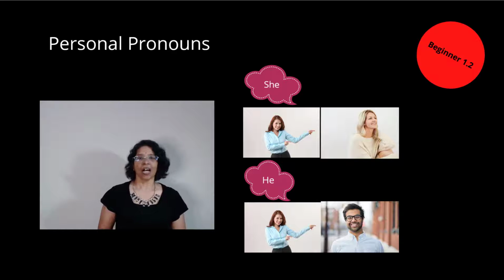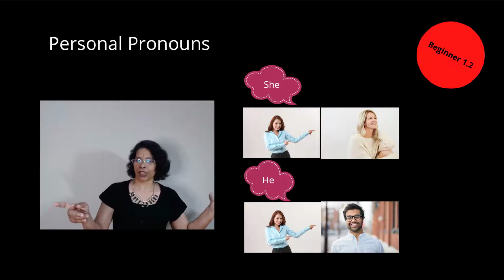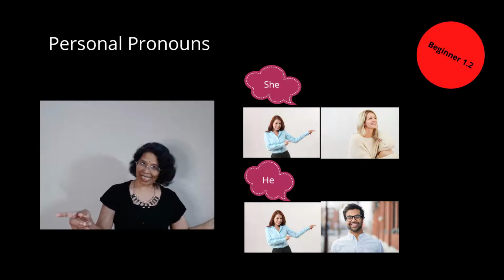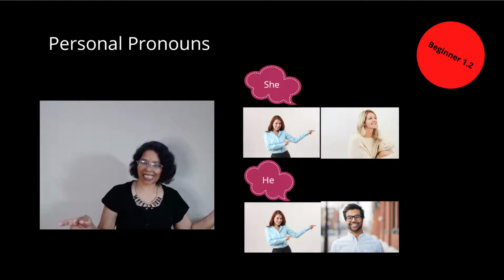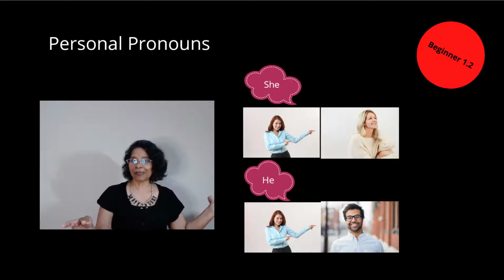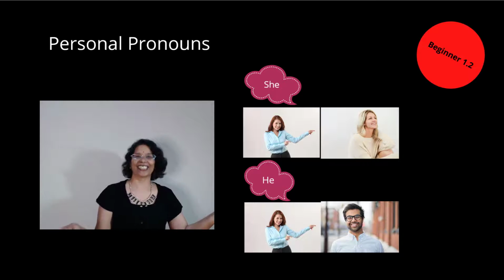She and he are used when we are talking to one person but talking about or referring to another person. When the person is female, a girl or a lady, we would say she, and when that person is a male, a boy or a man, we would refer to this person as he. Example, she is my sister. He is my friend.